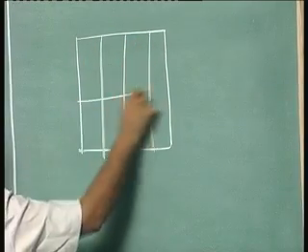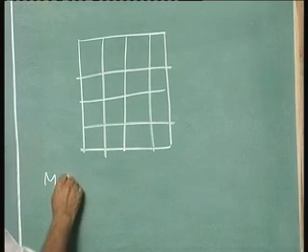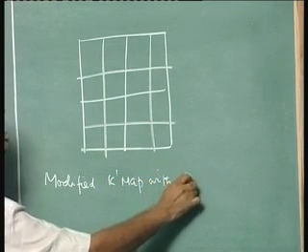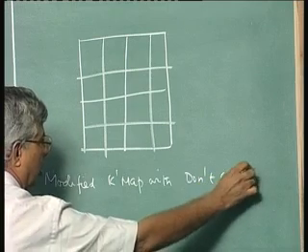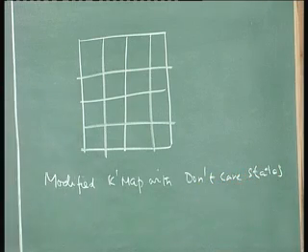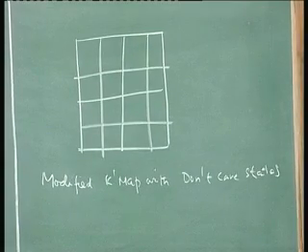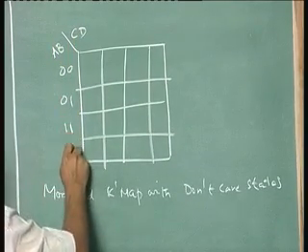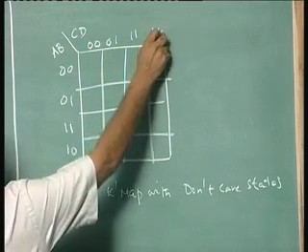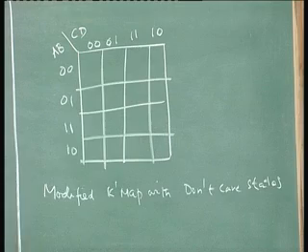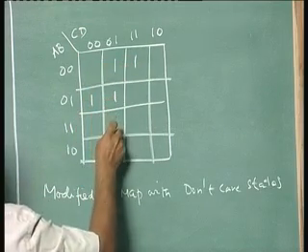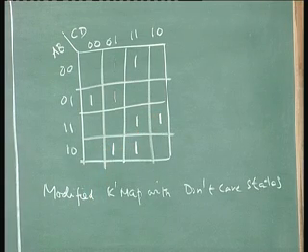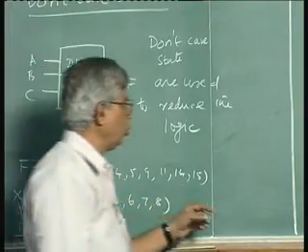This is a modified K map with don't care states. What are the terms for which there is 1 to start with? These are ones, these are ones, these are ones, these are ones. Is that right? Now I am going to add 2, 6, 7, 8.